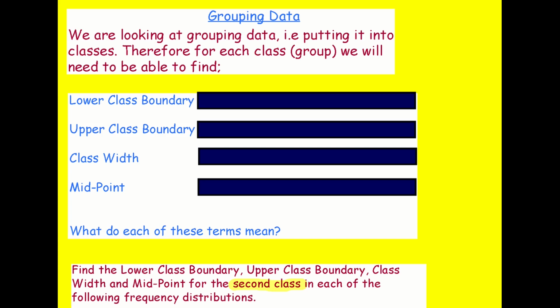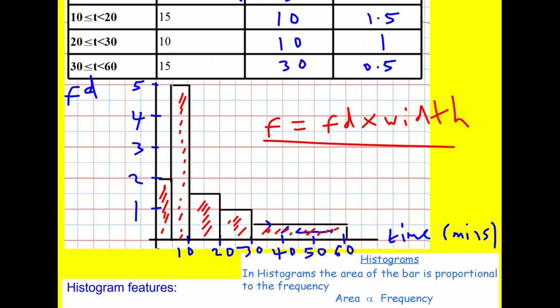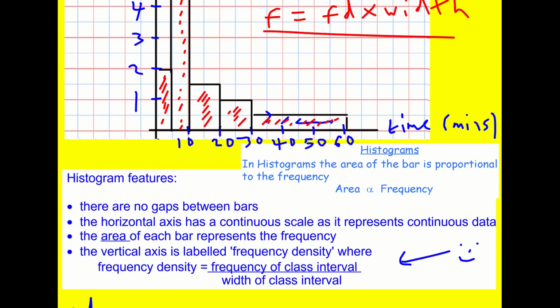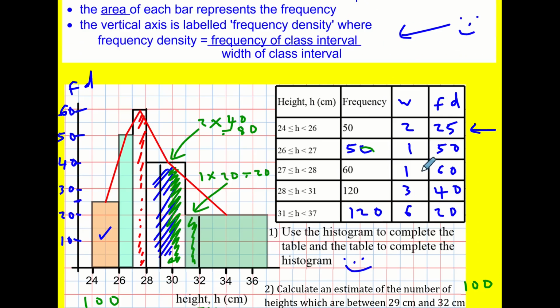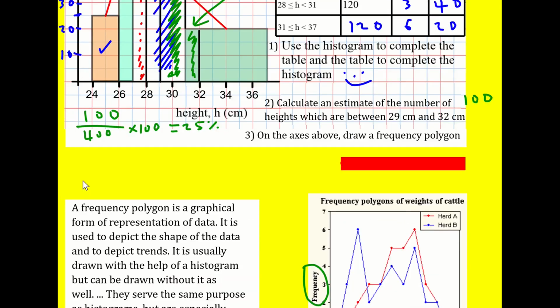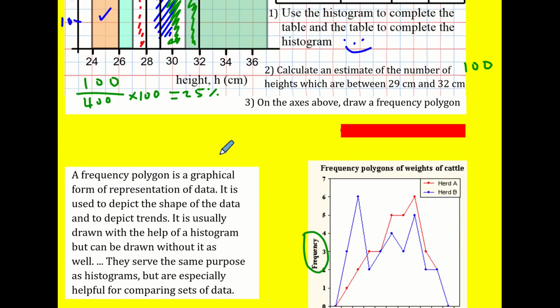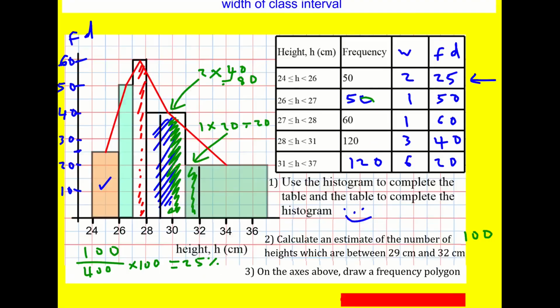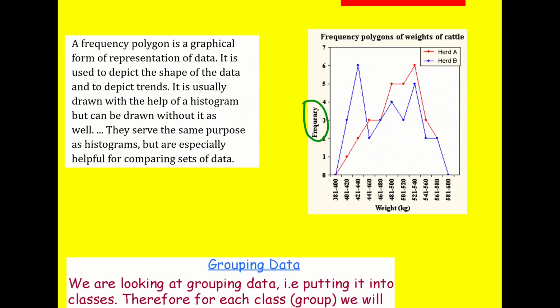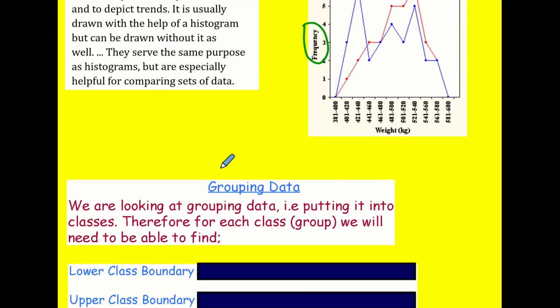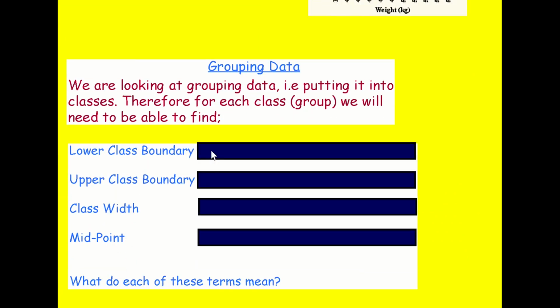Okay, we've revised histograms. Hopefully that was useful. We've spoken about how you make them, why you make them as you do. We've spoken about if you have some information, how you fill in some of the other gaps. And then also chucked in a bit about frequency polygons. So all good stuff. Now we're going to go into the next level aspect of histograms.